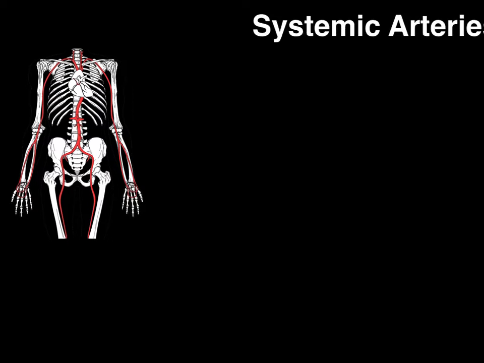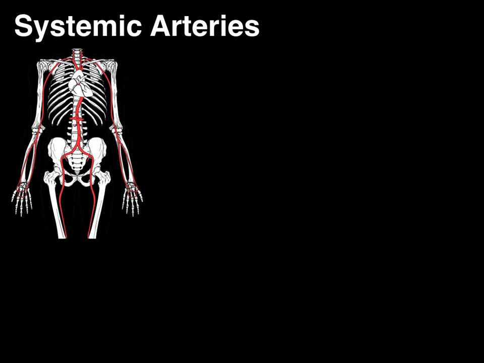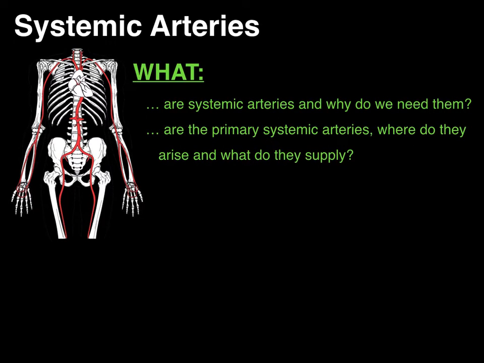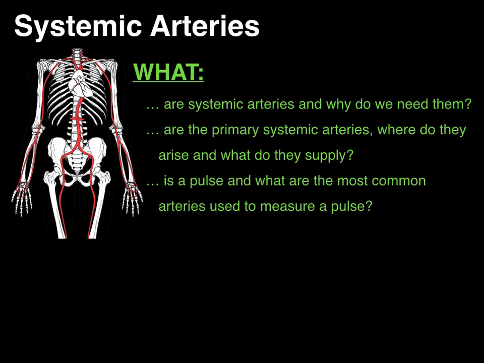Okay, let's get started and talk about systemic arteries and answer the what questions. What are systemic arteries and why do we need them? And what are the primary systemic arteries and where do they arise and what do they supply? And what is a pulse? And what are the most common arteries used to measure a pulse?